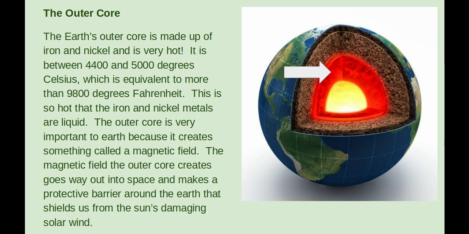This makes it soft enough to move, which pushes the plates above. Now we will look at the outer core. This is shown in red in the diagram. The Earth's outer core is made up of iron and nickel and is very hot. It is between 4,400 and 5,000 degrees Celsius, which is equivalent to more than 9,800 degrees Fahrenheit. This is so hot that the iron and nickel metals are liquid.